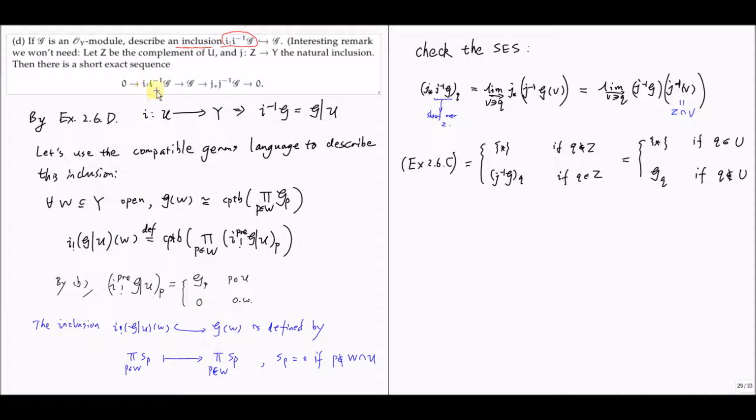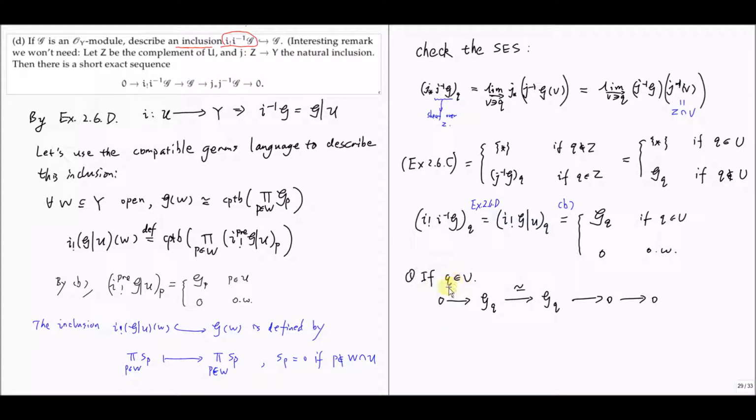Okay, now let's compute the stalk of this one. By one of the previous exercises, i^{-1}G, where i is an inclusion from the open subset U to Y, is equal to the restriction of G to the open subset U. And by part B of this exercise, the stalk of this at the point Q will be equal to the stalk of the restriction at Q if Q is in U. But the stalk will be precisely G_Q when Q is in U, and it is 0 when Q is not in U.